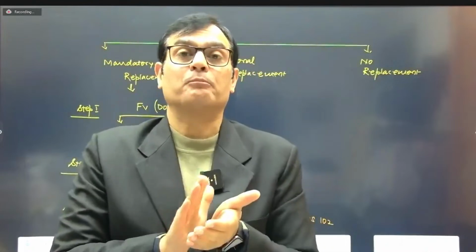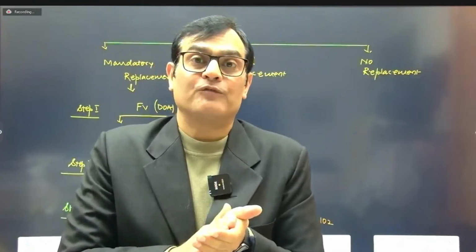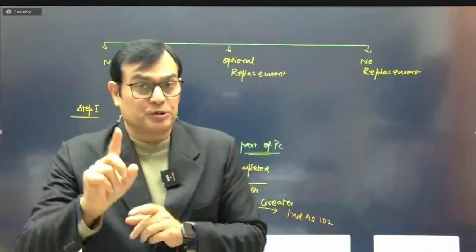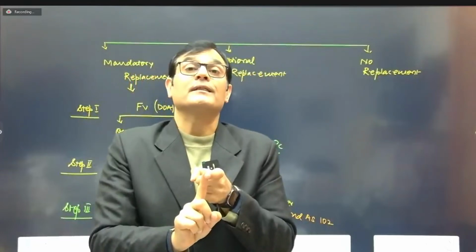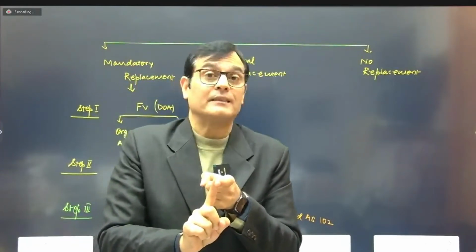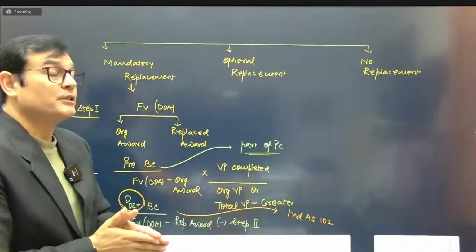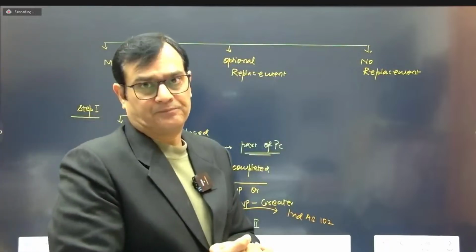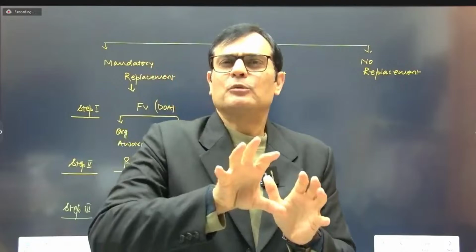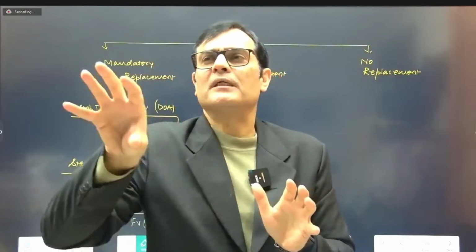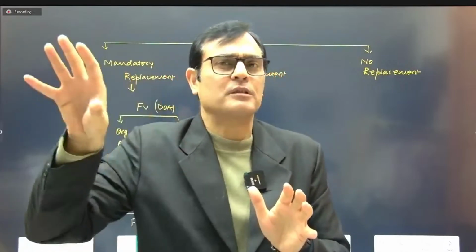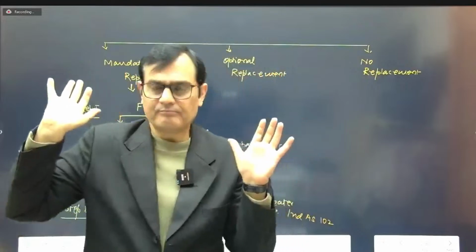And that's going to be a proportion of the fair value of the original award. For the proportion, we need to consider the vesting period completed in the numerator and the original or total vesting period in the denominator, whichever is greater. And then in step number 3, you need to calculate the portion which is to be accounted under 102 post the business combination.